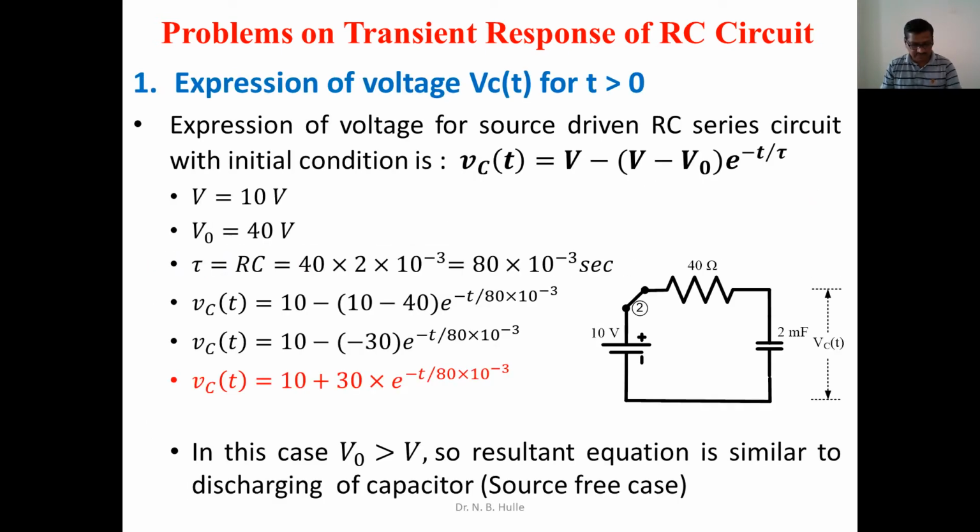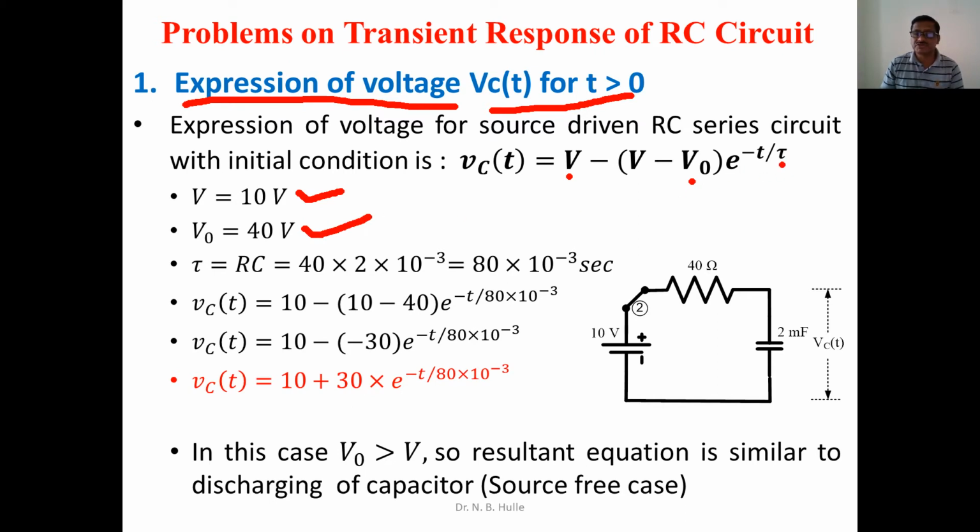Now we'll try to solve each point one by one. The first point is the expression for voltage Vc of t for t greater than 0. As we are aware, the expression for voltage for a source driven RC series circuit with initial condition is given by Vc of t is equal to V minus (V minus V naught) into e raised to the power of minus t by tau. This is the general expression whenever a source exists and we have the initial condition. This V is the applied voltage after switching, which is 10 volt. This V naught is the voltage across the capacitor before switching, which is 40.